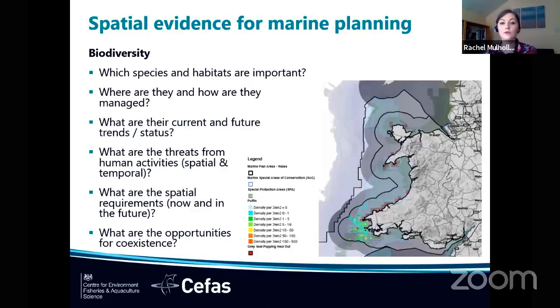You also need to know the predicted future trends. Is the population declining, recovering, or is it stable? Is the trend that they are moving northwards into new areas as the sea temperatures are rising? In order to effectively manage around these species and habitats, you need to know what their sensitivities are. What are the threats to them from human activities?